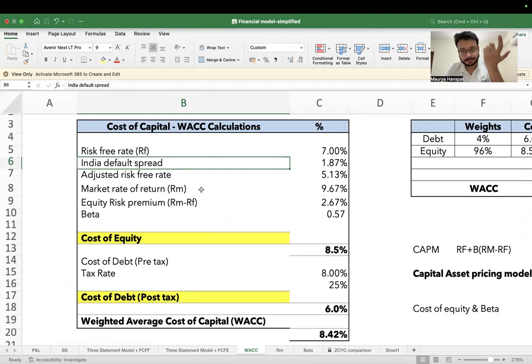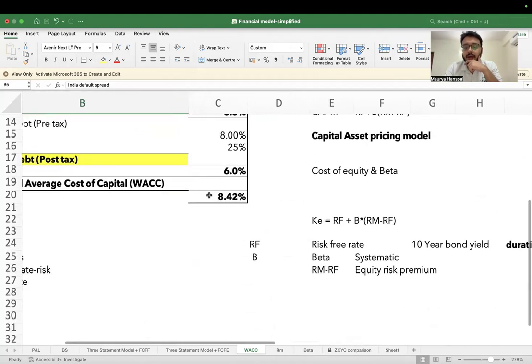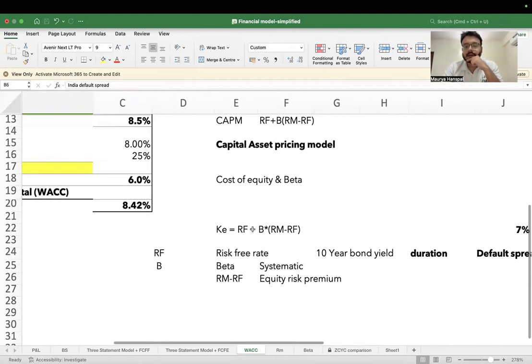Always we need to do it, to get a much more, I would say, realistic estimate. Now the risk-free rate is clear.